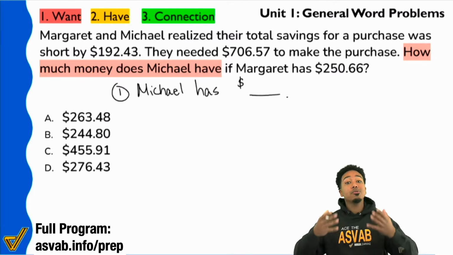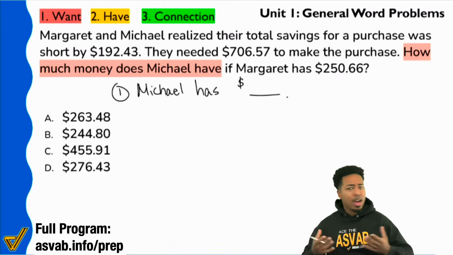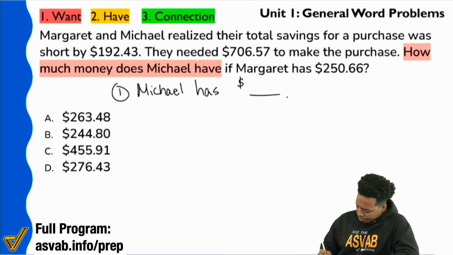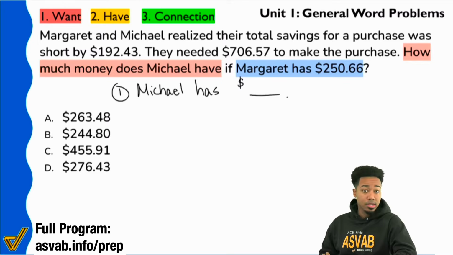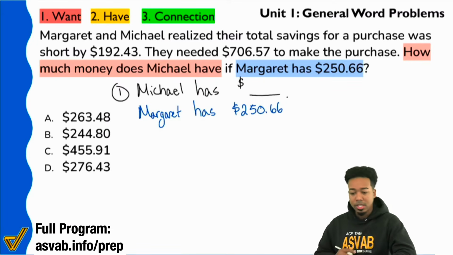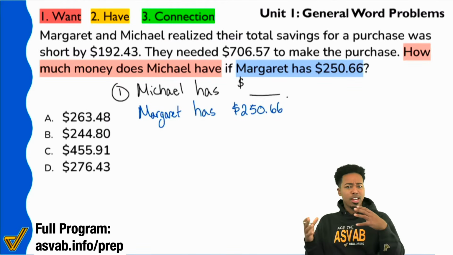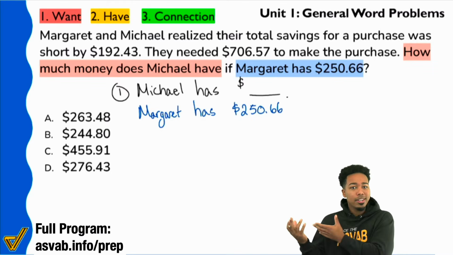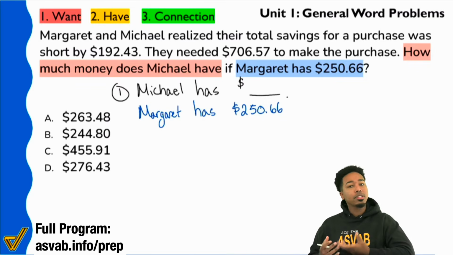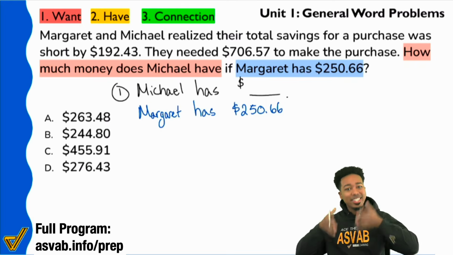Because once you know what it is that you want, then you can start looking at the information and see how that connects to really how to get there. So let's go ahead and check it out here. So what information do we have? Well, on a side note, I see here that clearly it says Margaret has $250.66. So we can definitely write that down. So Margaret has $250.66. Now remember, we don't have to write all of this down every single time. The better you get at word problems, the less you'll have to write because you'll know the information's right there in your head. But for now, as you're beginning the practice, it's really important to take proper notes so you can make those connections right there, clear as day on your paper.